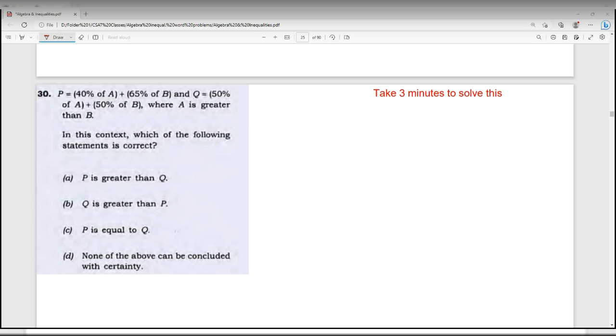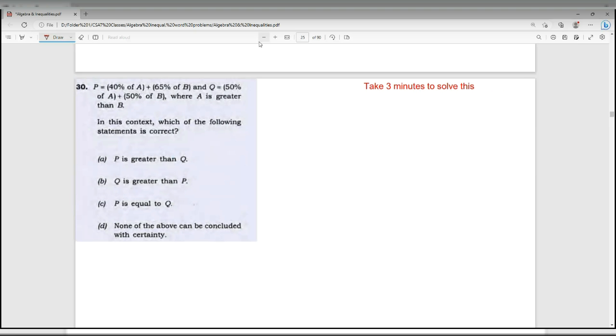So let's see how to go about this question. They are saying P is equal to 40% of A plus 65% of B, and Q is equal to 50% of A plus 50% of B, where A is greater than B. In this context, which of the following statements is correct? P is greater than Q, Q is greater than P, P is equal to Q, or none of the above can be concluded with certainty.